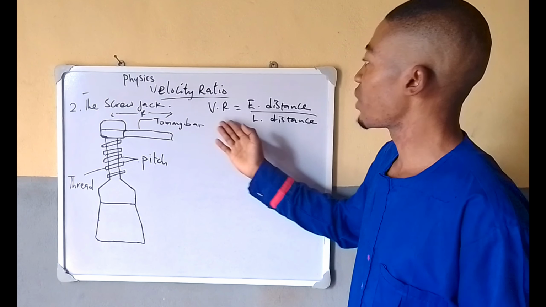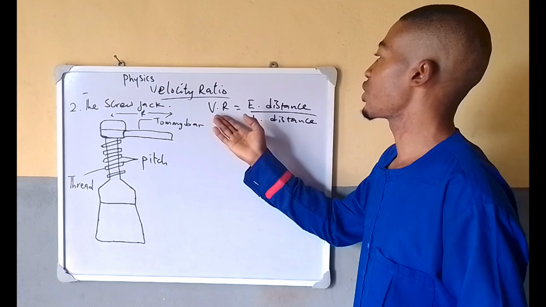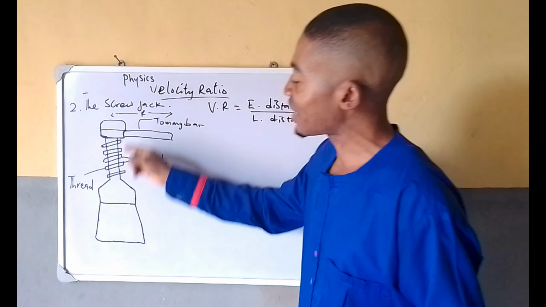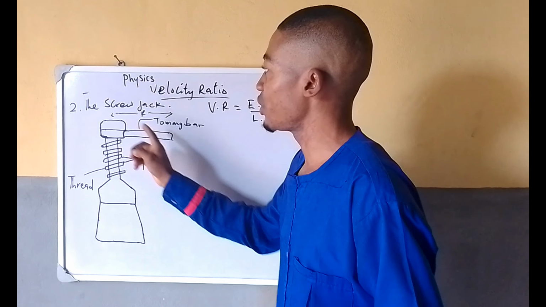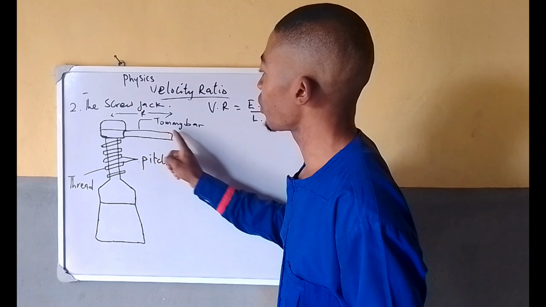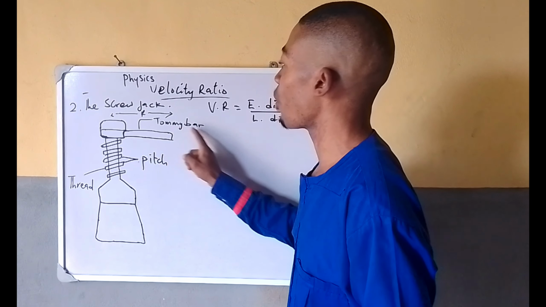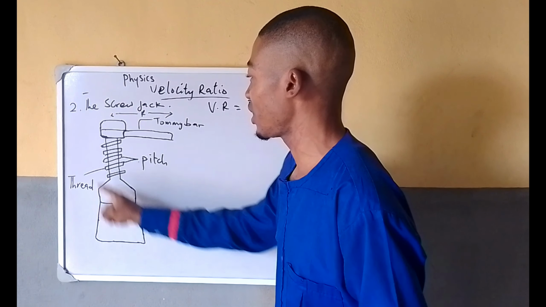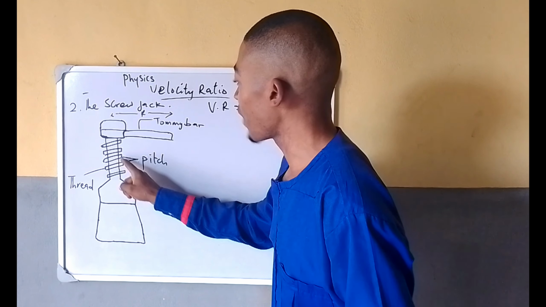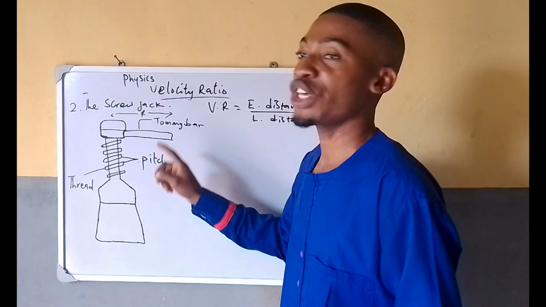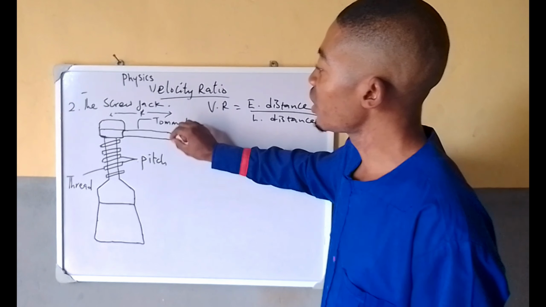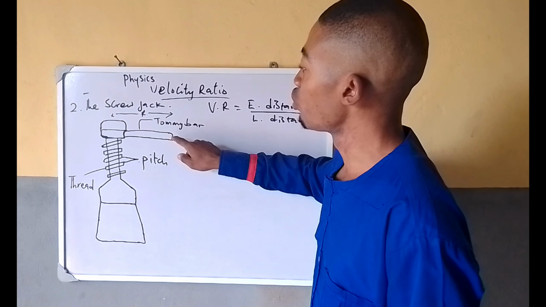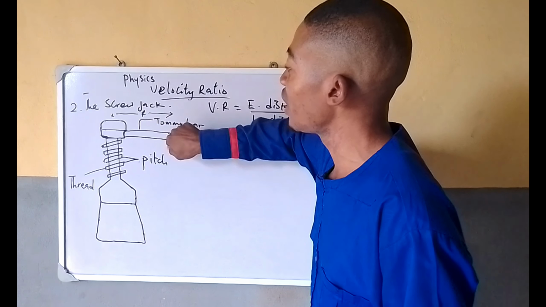We will follow the formula for that, and the formula is velocity ratio is effort distance over load distance. Now in this particular device called the screw jack, you discover that the screw jack has what? The handle, which is called the tommy bar. Then it has thread. These teeth are called thread, and the gap between two threads is what we call a pitch. Now when you are using the tommy bar to lift a load, you simply apply a force on the tommy bar.